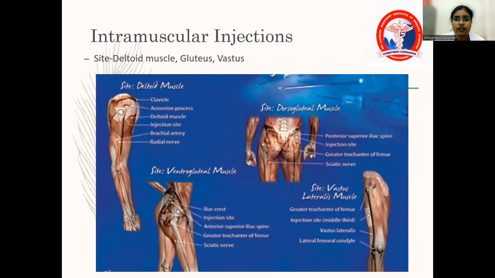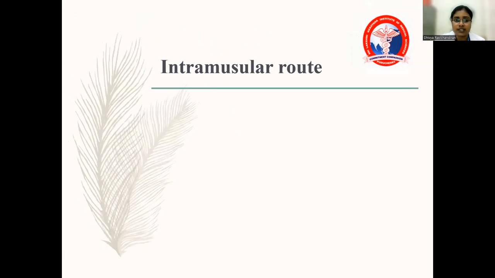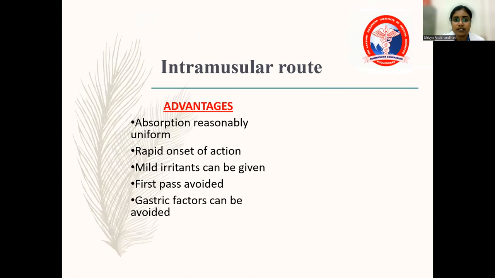The most common sites for intramuscular injection are deltoid, gluteus and vastus. This is the picture depicting your deltoid muscle, your dorsogluteal muscle, ventrogluteal muscle and vastus lateralis muscle. So, intramuscular route. Advantages of the intramuscular route are that absorption is reasonably uniform, rapid onset of action is seen, mild irritants can be given, first pass metabolism is avoided, and gastric factors can be avoided. So these are some of the advantages for the intramuscular route.